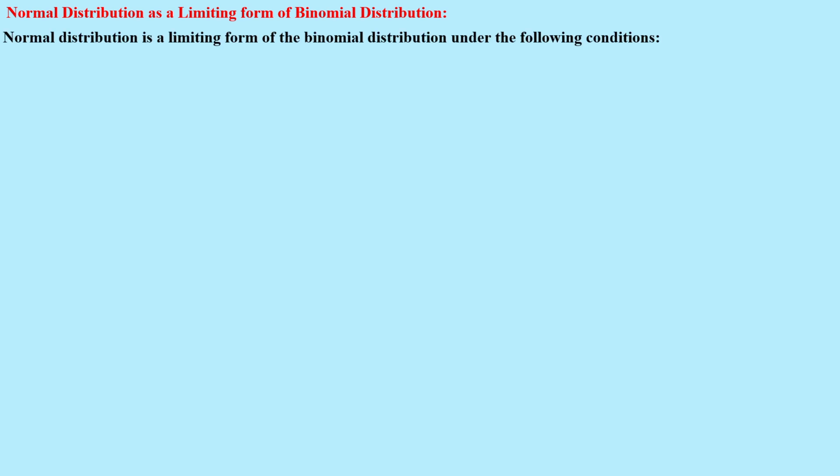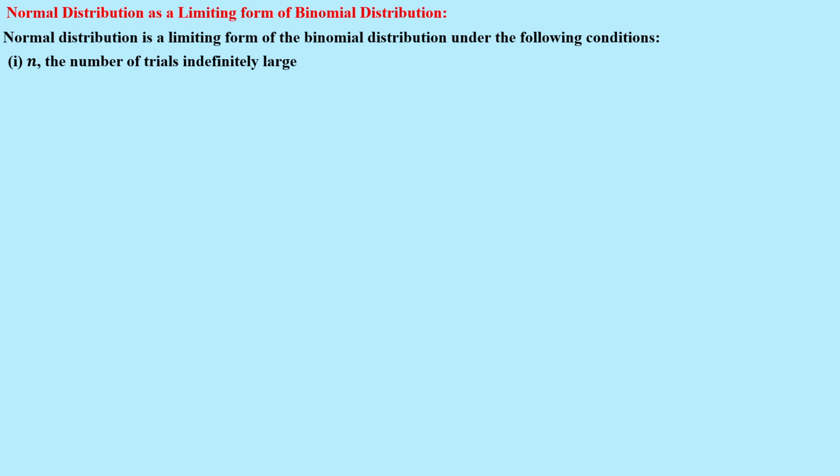Next we are going to see normal distribution as a limiting form of binomial distribution. Normal distribution is a limiting form of binomial distribution with the following conditions, right? So if the conditions are satisfied, then binomial tends to normal distribution, right?